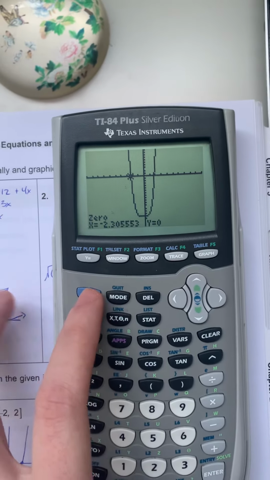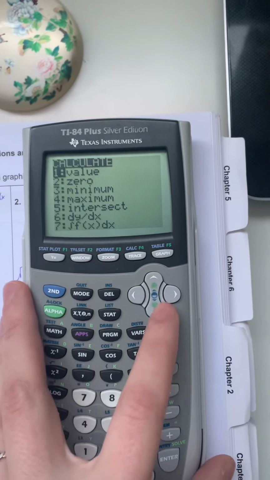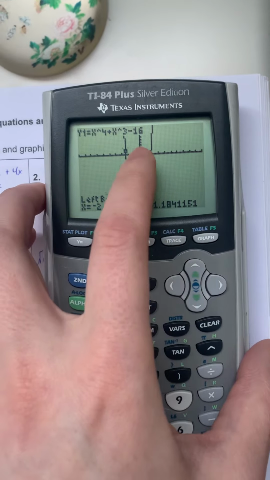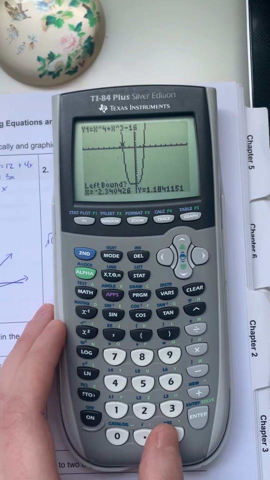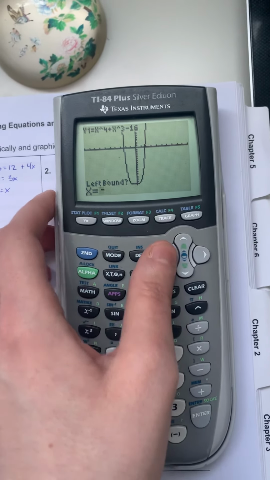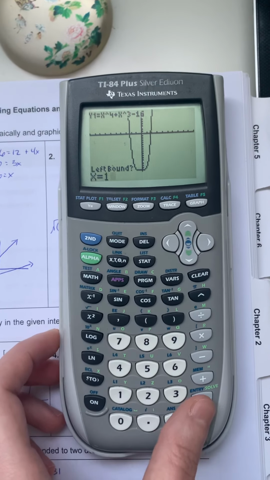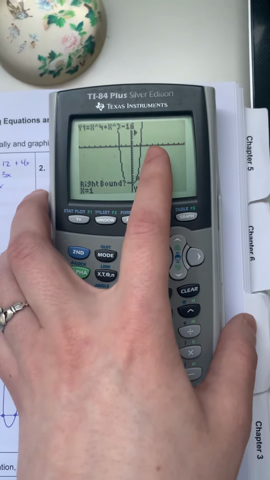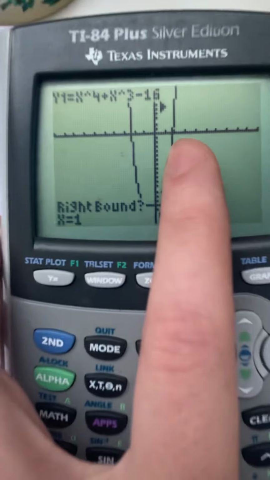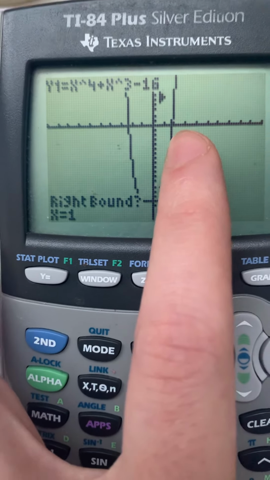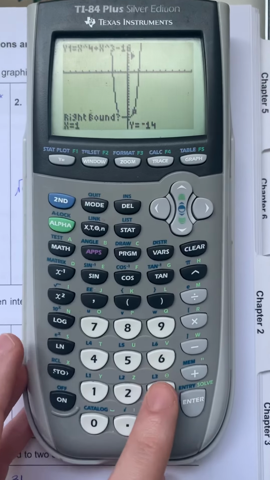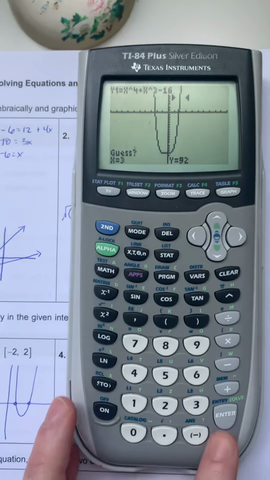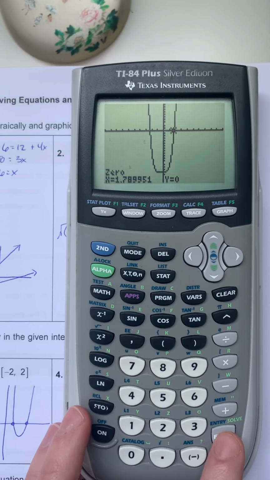So let's do second calc again, down to 0. So let's start at this point right here. So we'll start with x equal to, not negative, x equal to +1. Again, rather than moving our cursor all the way from down here. And then we could do 2 or 3, but it's really close to that too. So I'm just going to put in 3 just to be on the safe side. Right bound 3. So it's going to find the value between those 2 points.